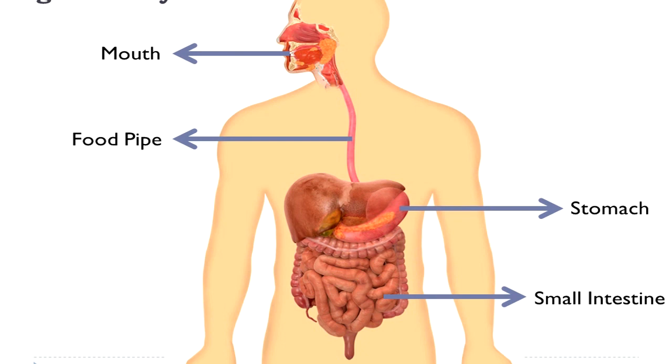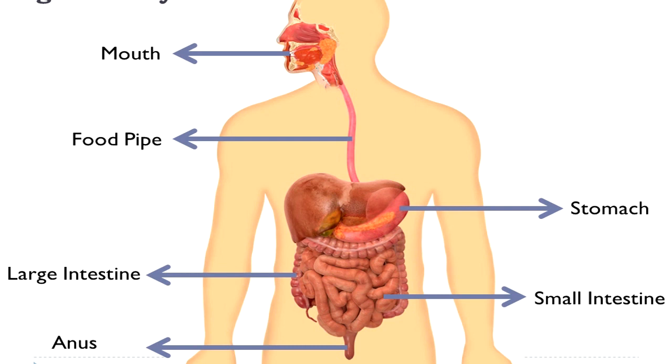Some parts of the food are not digested by the body. They pass into a pipe-like organ called the large intestine. The large intestine collects the undigested food from the small intestine, absorbs the water from it, and forms the semi-solid waste. This semi-solid waste passes out of the body through the opening called anus. So these are the organs involved in the digestive system: mouth, food pipe, stomach, small intestine, large intestine, and the anus.